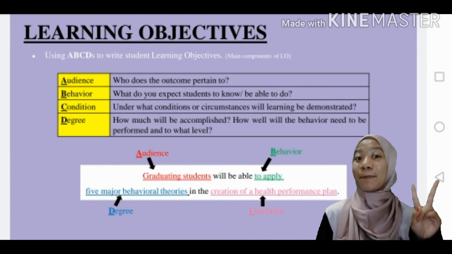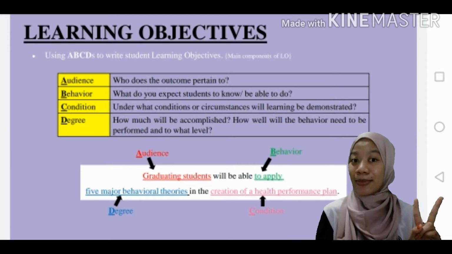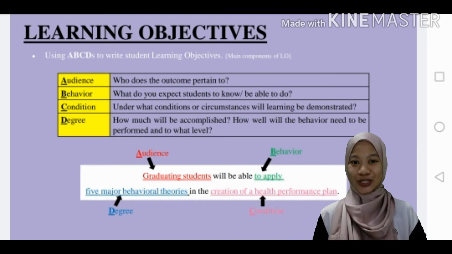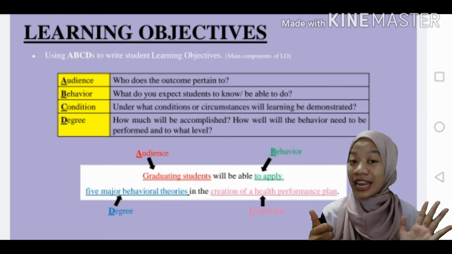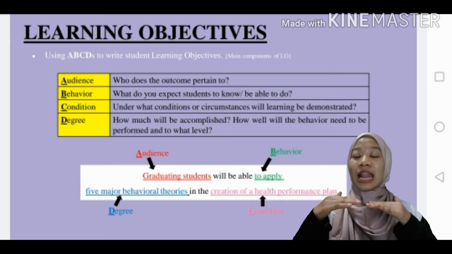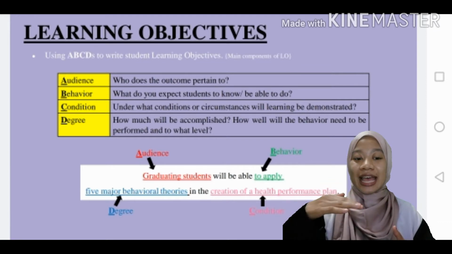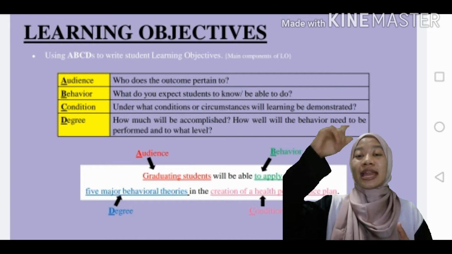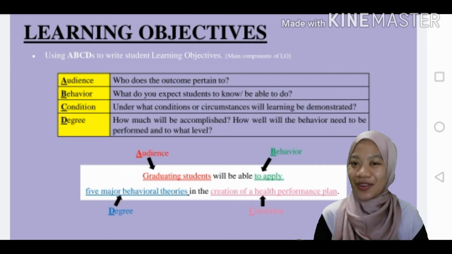So, second is B, which stands for behavior. What do you expect students to know or be able to do? For behavior, we can refer to Bloom's taxonomy. As you know, Bloom's taxonomy consists of how many levels? Yes, 6 levels. The lowest level of Bloom's taxonomy is remember, followed by understand, apply, analyze, evaluate, and the highest level of Bloom's taxonomy is create.